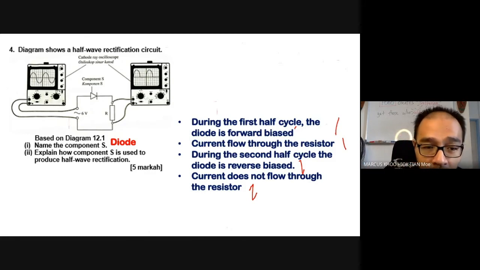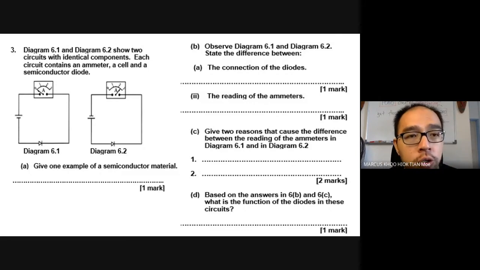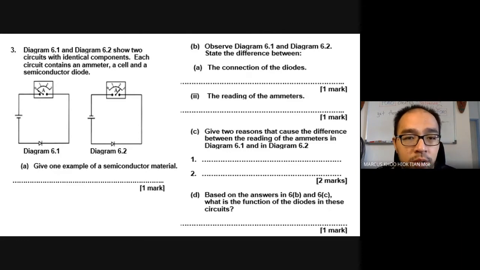All right, let's go to question number 3. Is this question number 3? Yeah. I wonder how many questions we can do before I finally stop. Diagram 6.1, 6.2 show 2 circuits with identical components. Each circuit contains an emitter, a cell, and a semiconductor diode. Give one example of a semiconductor material. I don't know why this one comes out a little bit later. Hold on, let's skip this question first.